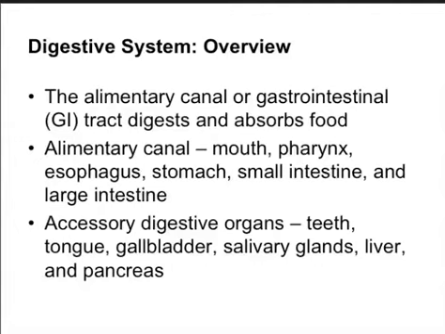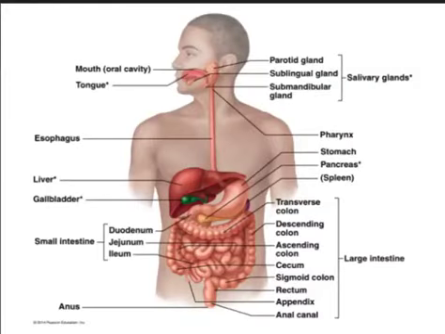The alimentary canal, or the gastrointestinal tract, digests and absorbs the food. The canal is made up of the mouth, the pharynx, the esophagus, the stomach, the small intestine, and the large intestine. The accessory digestive organs include the teeth, the tongue, the gallbladder, the salivary glands, the liver, and the pancreas. And on the next slide, what we can see is the entire tract laid out for you from front to back. So when you eat, the trip begins in the mouth.